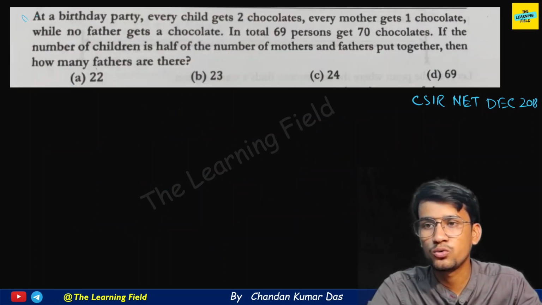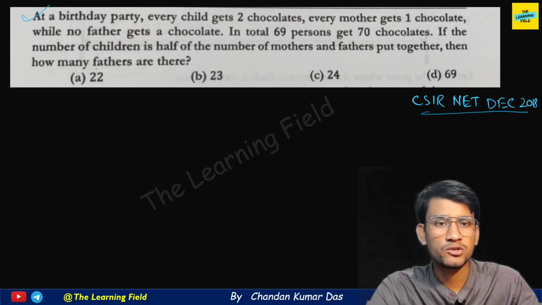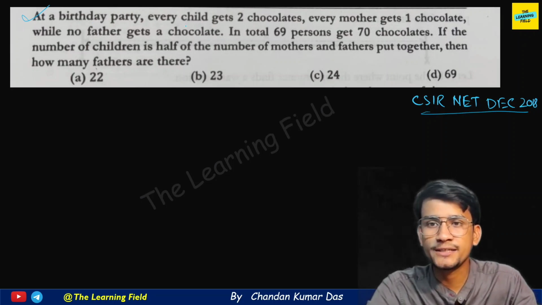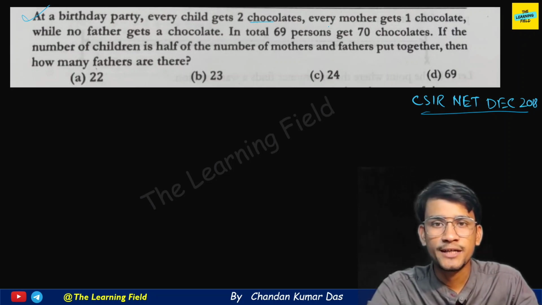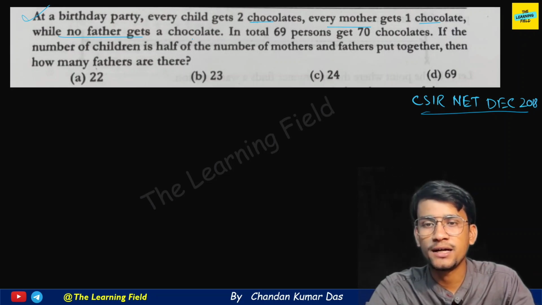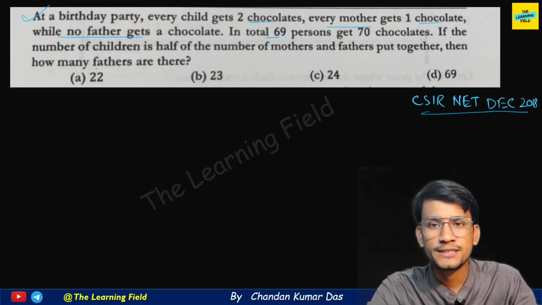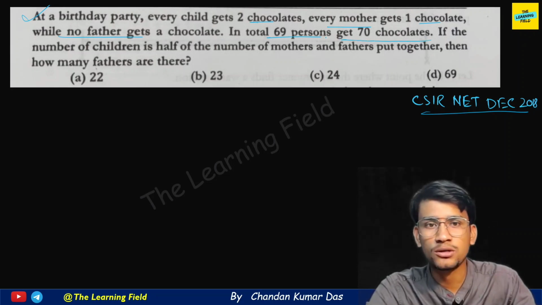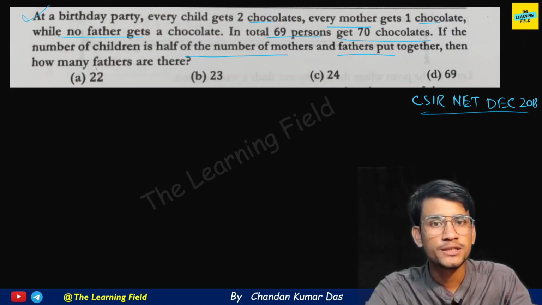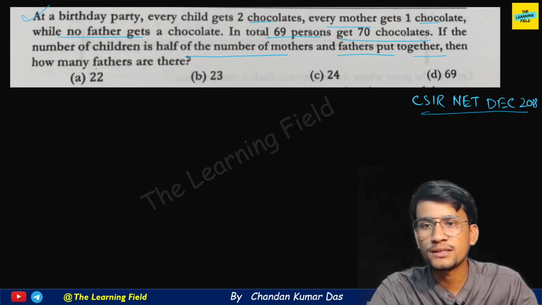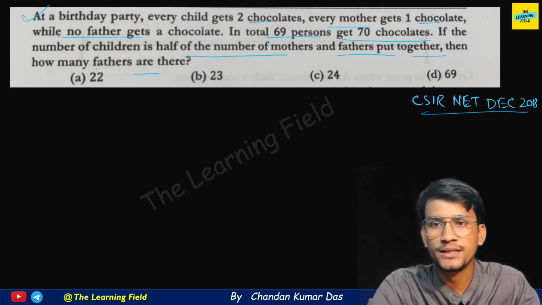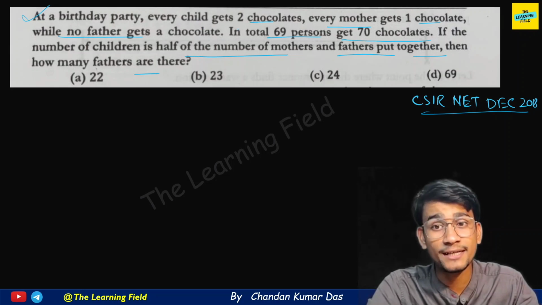Question number 2 is from the CSIR NET 2018 section. It says that at a birthday party, every child gets 2 chocolates, every mother gets 1 chocolate, and no father gets a chocolate. In total, 69 persons will get 70 chocolates. If the number of children is half of the number of mothers and fathers put together, then how many fathers are there? So in a birthday party, every child gets 2 chocolates.